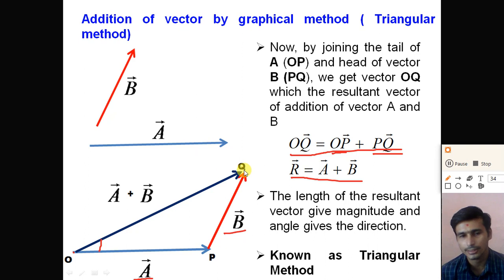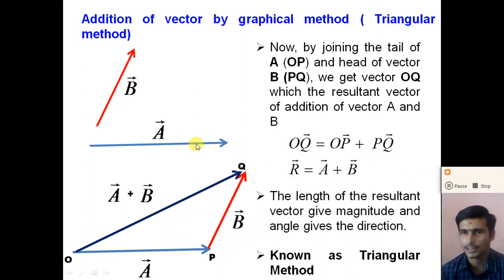So here, dear student, the two vectors A and B and the resultant vector obtained by their addition form a triangle. So this method is also known as the triangular method for the addition of two vectors. Here the vector A, vector B, and the resultant vector R, that is the vector A plus vector B, form one triangle. So dear student, understand this triangular method for the addition of the two vectors. First, draw any one vector.